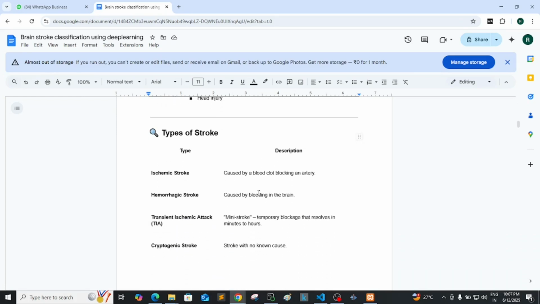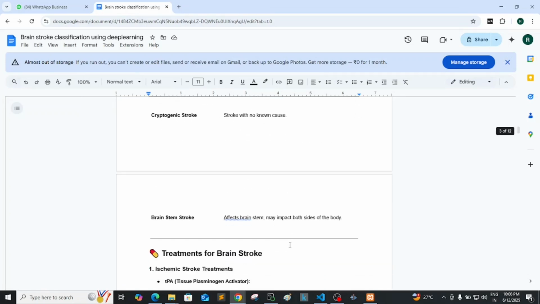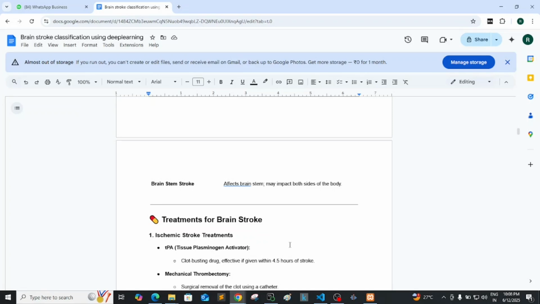What are the different types of strokes we studied above? Ischemic stroke, hemorrhagic stroke, transient ischemic attack, and cryptogenic stroke. What causes them? Ischemic is caused by a blood clot blocking an artery, hemorrhagic by bleeding in the brain, and the transient ischemic attack, or mini stroke, is a temporary blockage that results in minutes to 2 hours of symptoms. Cryptogenic stroke is a stroke with no known cause. So four different strokes are there, and the last one is brain stem stroke, where effects of the brain stem may impact both sides of the body.